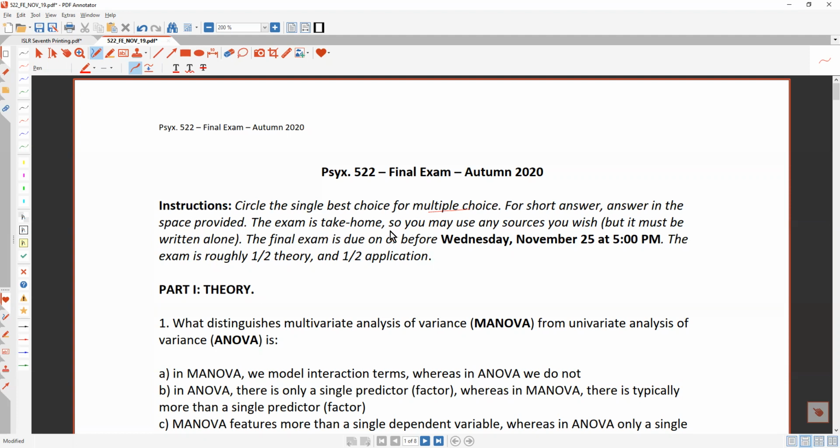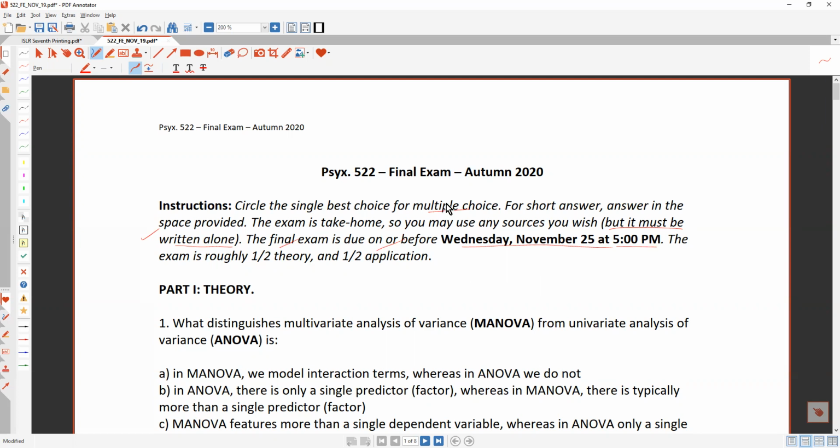The exam is take home, so you may use any sources that you wish, but it must be written alone. So be sure that you're not writing it with anybody and you're not communicating with anybody about it. It has to be written alone. The final exam is due on or before Wednesday, November 25 at 5 p.m. And it's roughly half theory and half application.